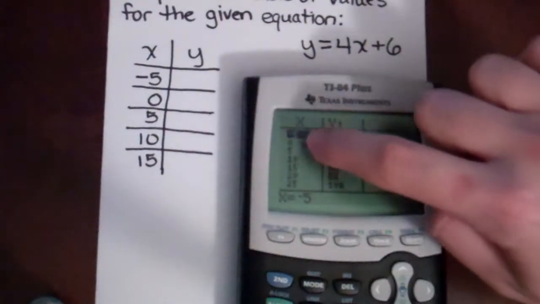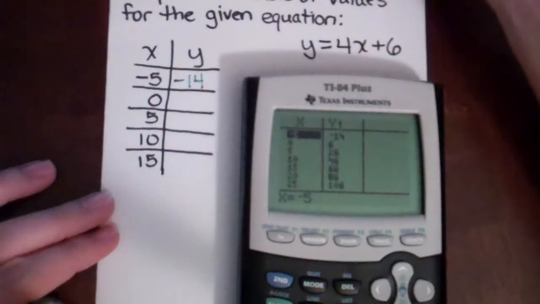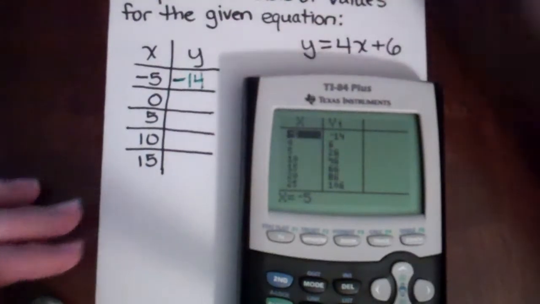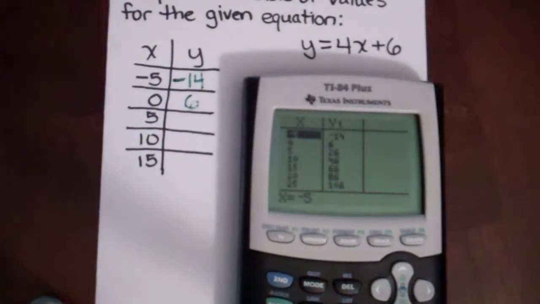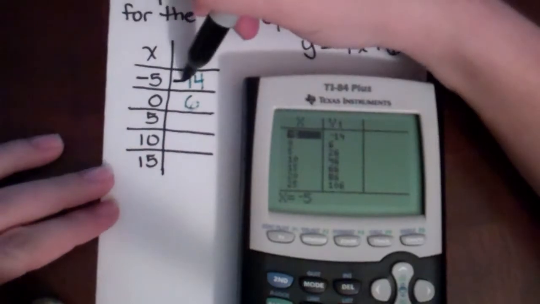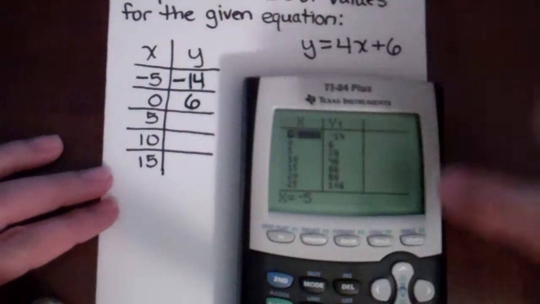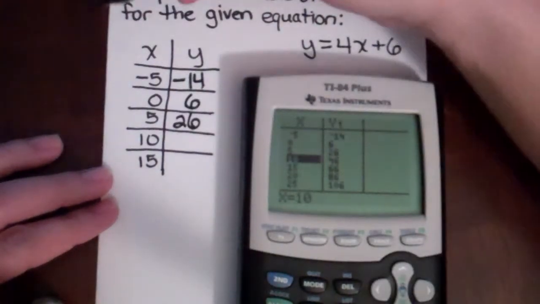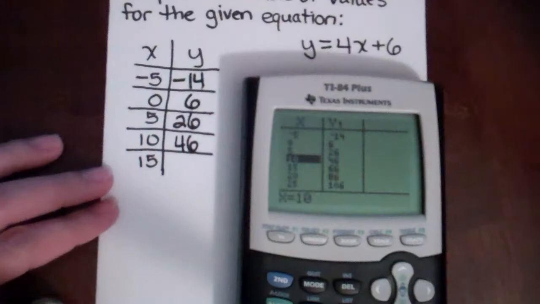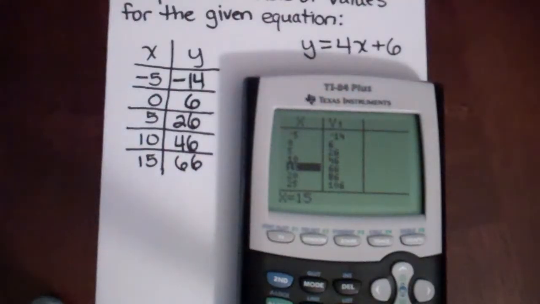So we've got -5 gives me -14. 0 gives me 6. Oh, I'm not liking this pen. Let me try again. -14, 0, 6. There we go. 5 is 26. 10 is 46. And 15 is 66. So I've completed that table of values. Let's take a look at another example.